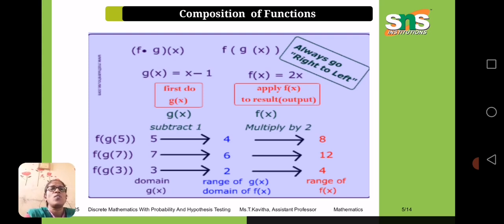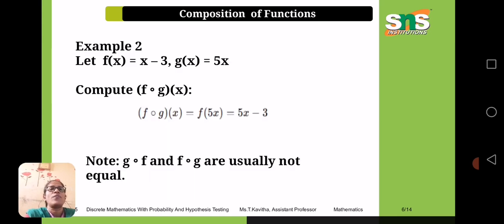Here g(x) has a domain and range, and f(x) has a domain and range. This is example 2. Let f(x) = x - 3 and g(x) = 5x. Compute (f ∘ g)(x). (f ∘ g)(x) is equal to f(g(x)), which is f(5x). Here f(x) is equal to x - 3.